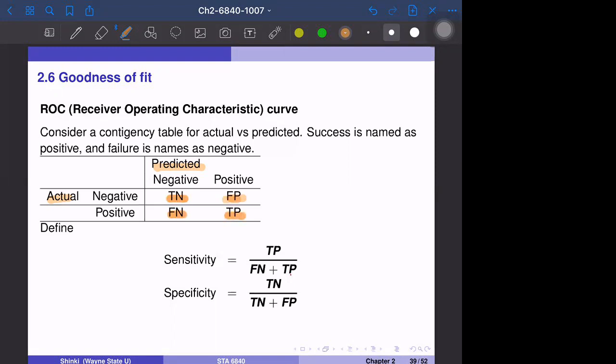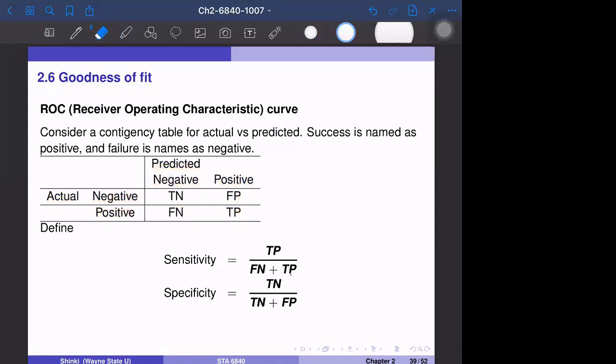So think about when the actual is negative. If predicted is negative, that is true negative, so diagnosed as negative correctly. If predicted is positive, then that is the false positive, right? And if actual is positive, if predicted is positive, that is true positive. But if predicted as negative, that is false negative. So we define this TN, FP, FN, and TP.